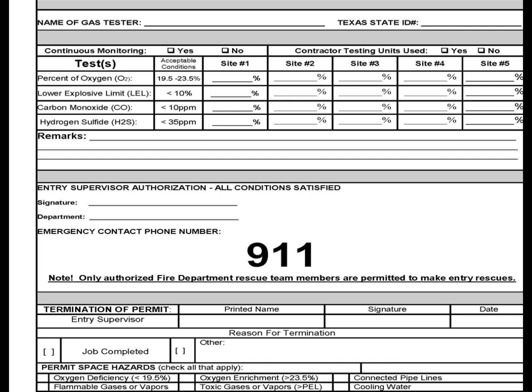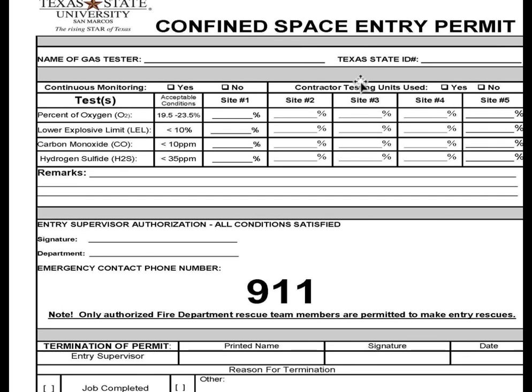It's a confined space permit. You could see where you would be testing oxygen, carbon monoxide, and hydrogen sulfide. It gives you the acceptable conditions for these, which is far below the permissible limit. It's some percentage that's low enough that the alarm goes off. So we don't want to be working at the permissible exposure limit unless we're suited up appropriately.